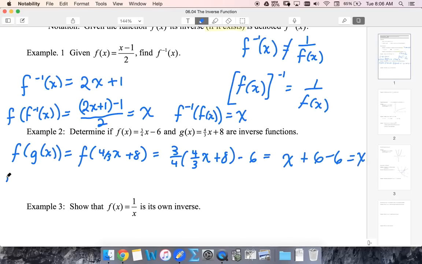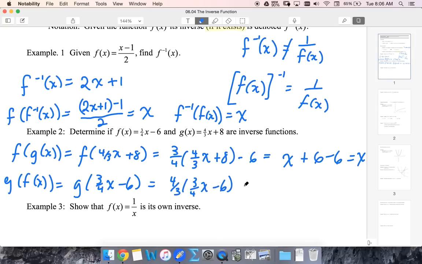That's good. G of f of x. G of 3/4 x minus 6, 4/3 times 3/4 x minus 6 plus 8. That's going to give me x minus 8. Cancels, multiplies, gives me minus 8 plus 8 is x. So yes, they are inverses of each other.